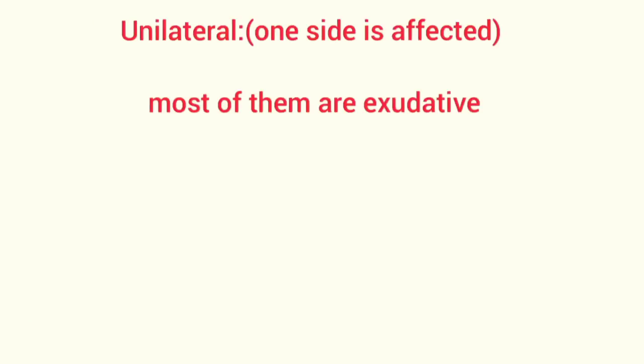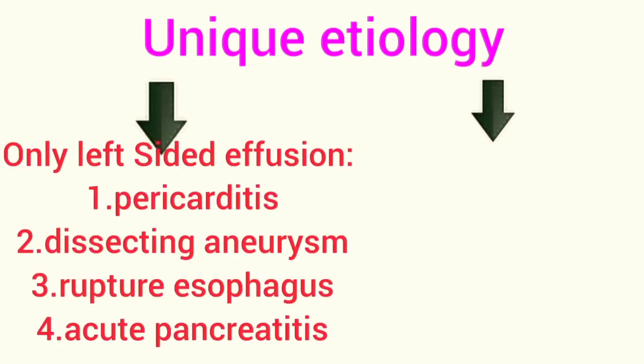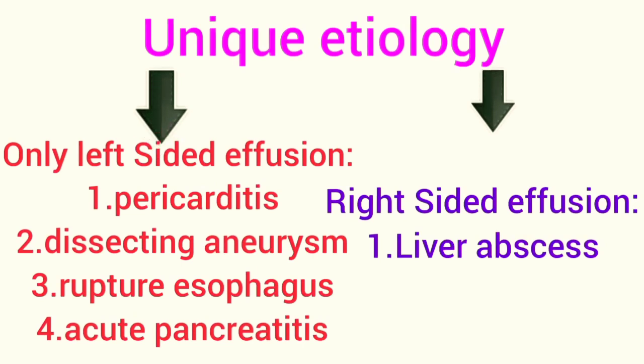Now, if it is unilateral, it could be exudative. So, it could be malignancy if a massive effusion is there. It could be infection like TB or empyema, where TB is generally associated with apical infiltrate. It could be autoimmune diseases like rheumatoid arthritis, or it could be trauma which can lead to pneumothorax. And there are certain unique etiologies, like if it is only left-sided effusion, then it could be pericarditis, dissecting aneurysm, ruptured esophagus and acute pancreatitis. If only right-sided effusion, then it could be a liver abscess.